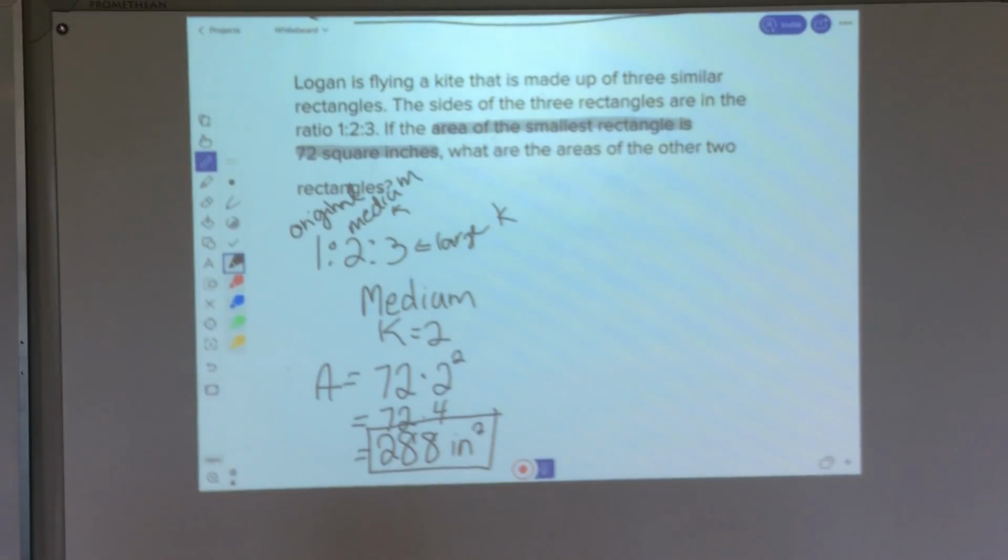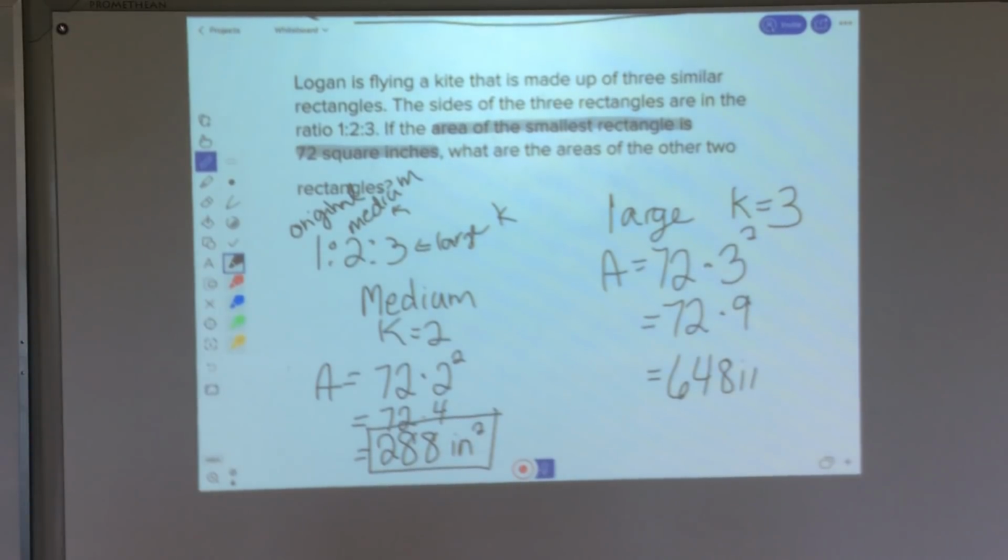Okay, so we're half done. Because they want the area of both of them, now we have to do the area of the large part of the kite. And for this one, they told us that k equals 3. So for this one, we're going to start that same way. The area of the original is 72, but this time we're going to take it times that scale factor of 3 squared. Following those order of operations, 72 times 9, okay, which gives us a final area of 648 inches squared. So there's the area of the other 2 parts of the kite.